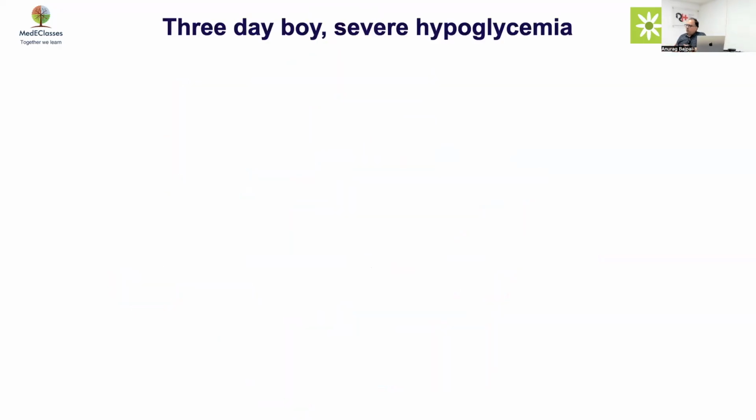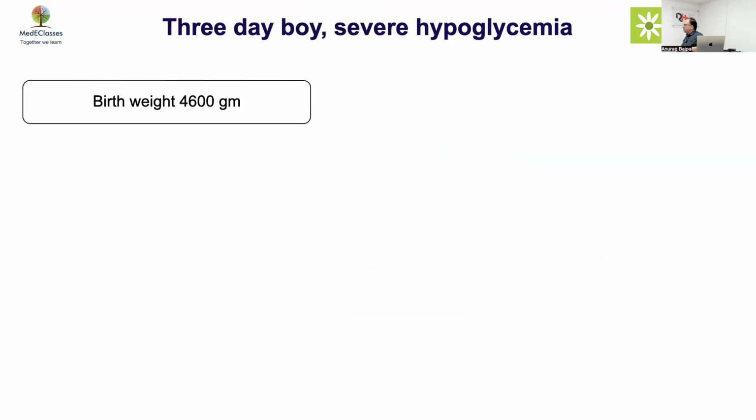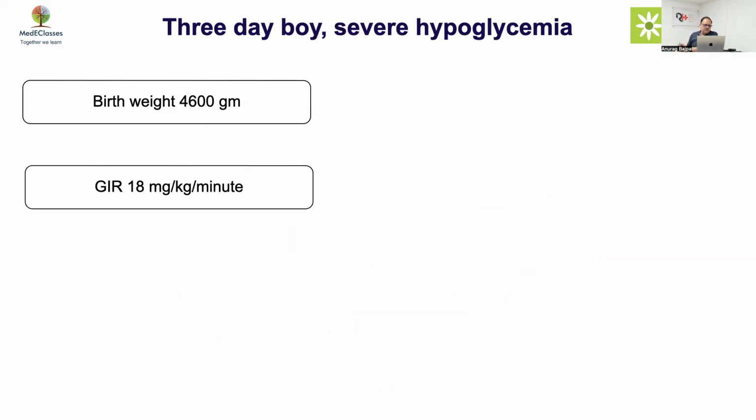So we have a 3-day-old boy with severe hypoglycemia. Birth weight is 4,600 grams. GIR is 18. What is your clinical diagnosis?